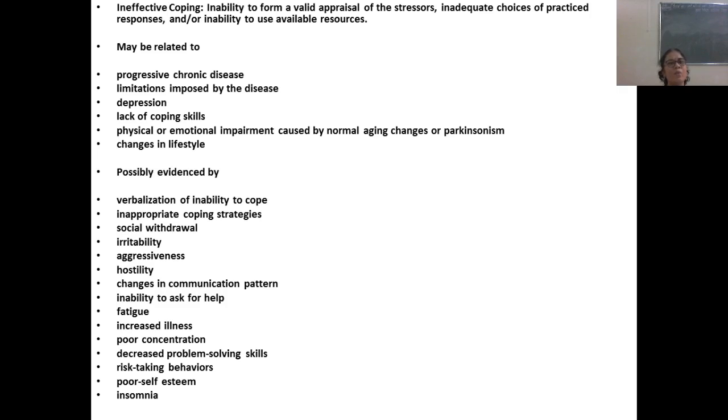Next is ineffective coping related to progressive or chronic disease, limitations imposed by the disease, depression, lack of coping skills, physical or emotional impairment caused by normal aging changes and Parkinsonism, changes in lifestyle, as evidenced by verbalization of inability to cope, inappropriate coping strategies, social withdrawal, irritability, aggressiveness, hostility, changes in communication pattern, inability to ask for help, fatigue, increased illness, poor concentration, decreased problem solving skills, risk taking behaviors, poor self esteem, and insomnia.